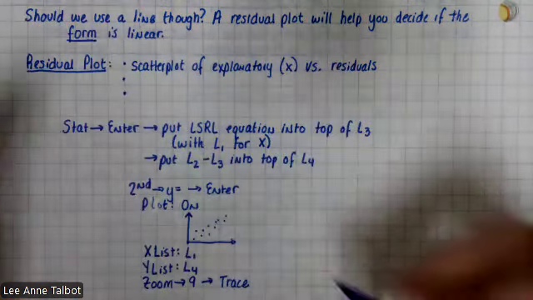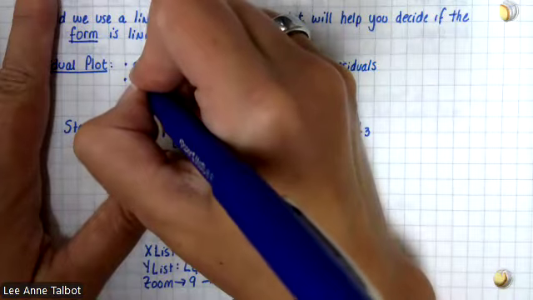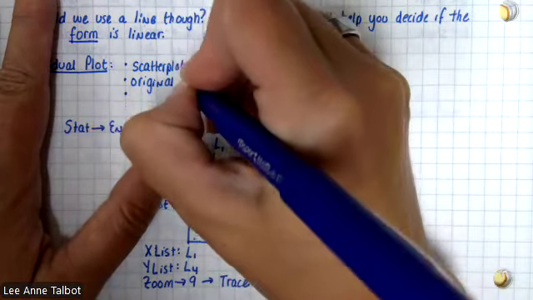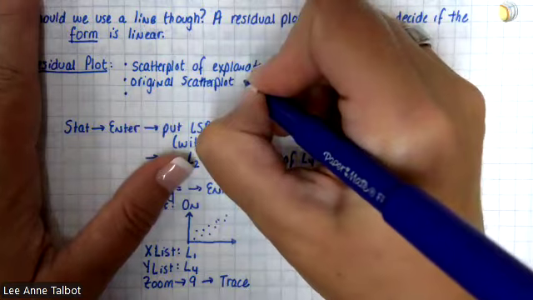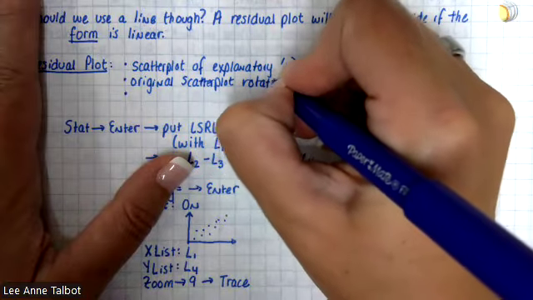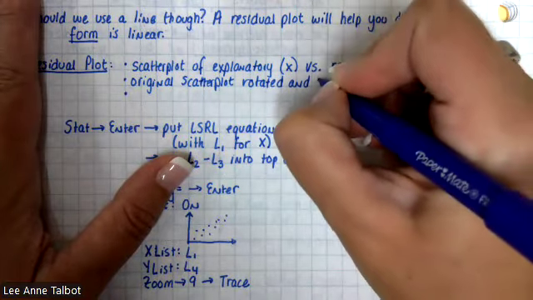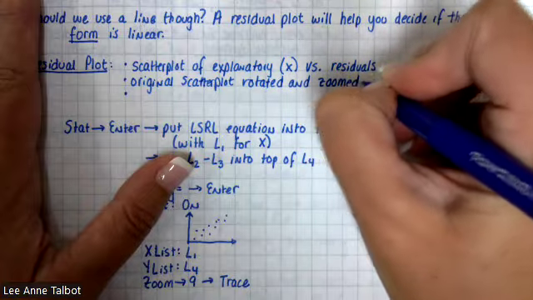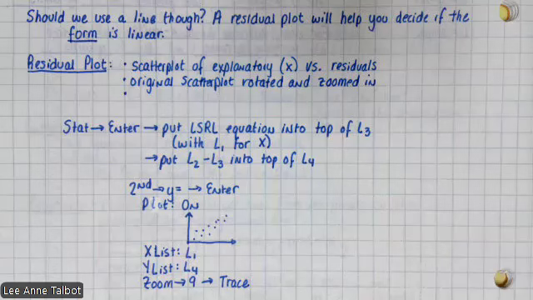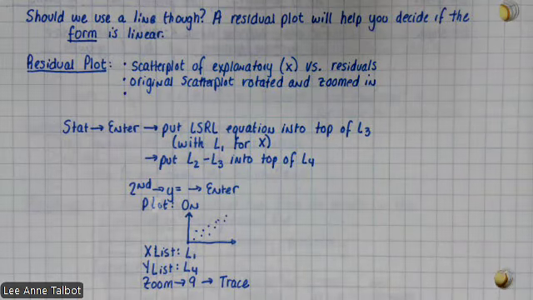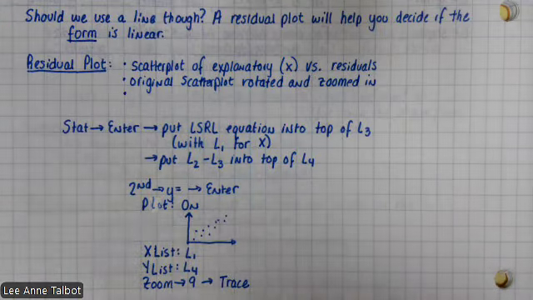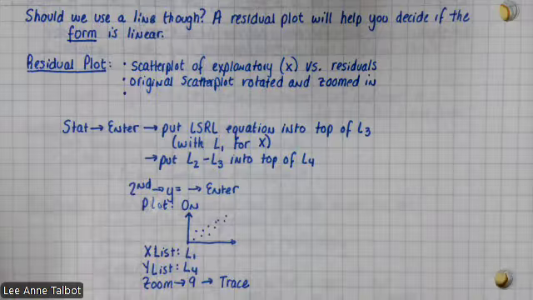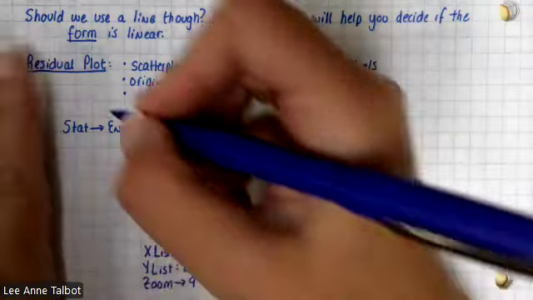If that's hard for you to imagine, you can think of it this way. It's the original scatter plot rotated and zoomed in. So that's kind of our iPhone way of looking at it. You take your original scatter plot, you rotate it, and then zoom it in. That's kind of what a residual plot is. Okay, and this is what you're looking for.